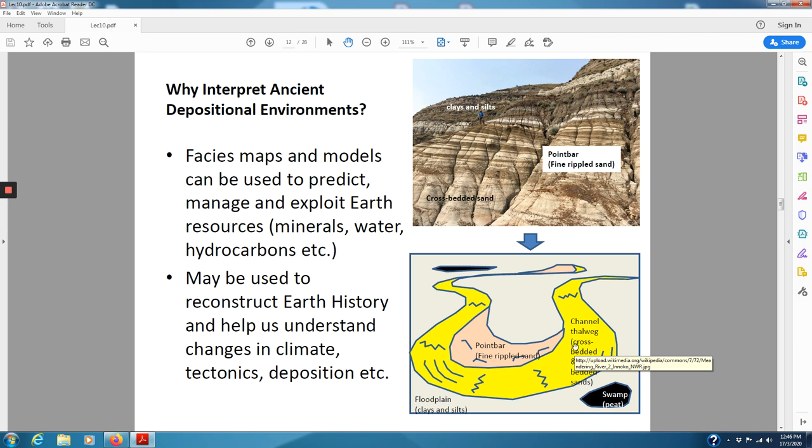Or maybe water is also restricted to certain kinds of rocks. Let's say you have reservoir rocks here. That can be the aquifer inside your sandstones here, or even hydrocarbons, right? So they are quite useful in terms of trying to get out resources.